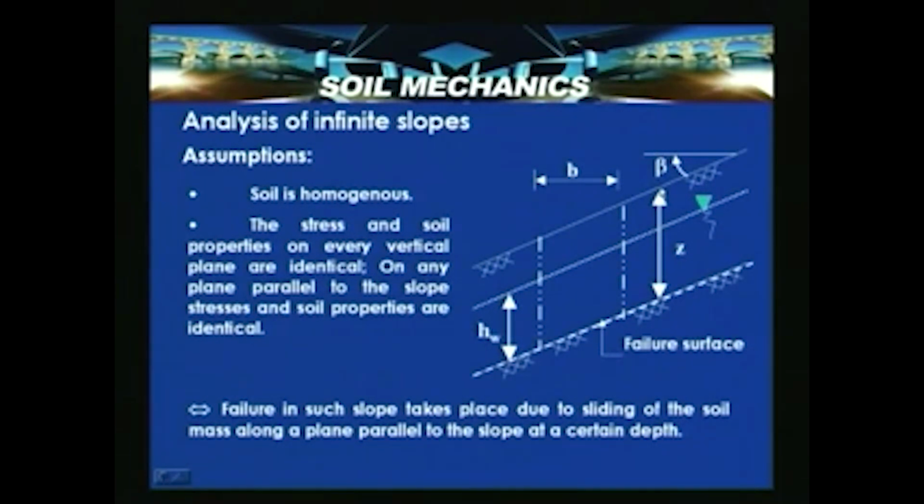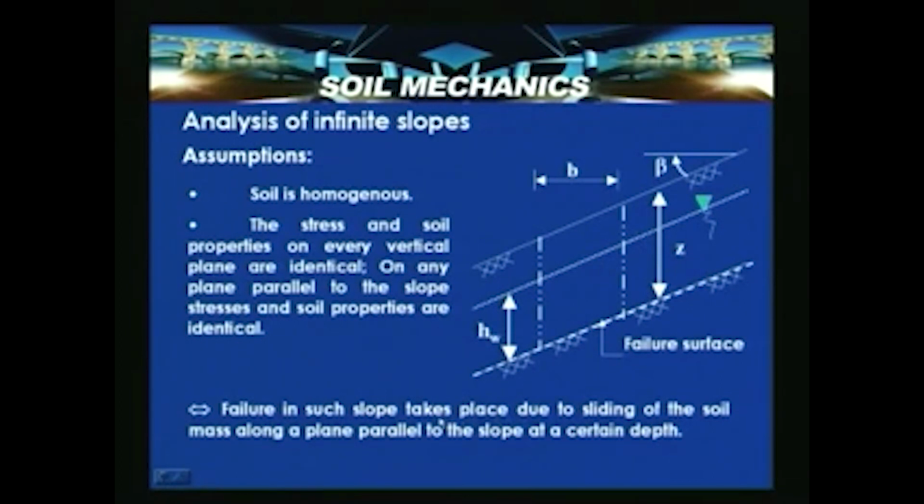Beta is the slope inclination. What this means is that the stress and soil properties on every vertical plane are identical. On any plane parallel to the slope, the stresses and soil properties are identical. So any two vertical planes with a soil portion between them can be considered.